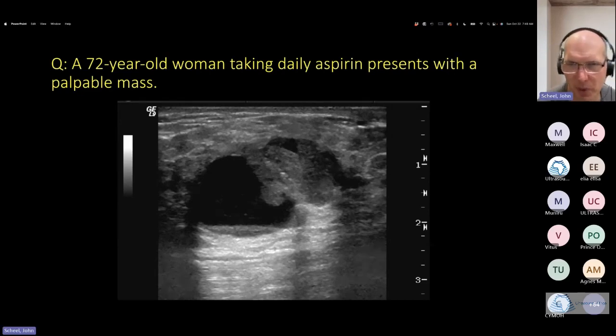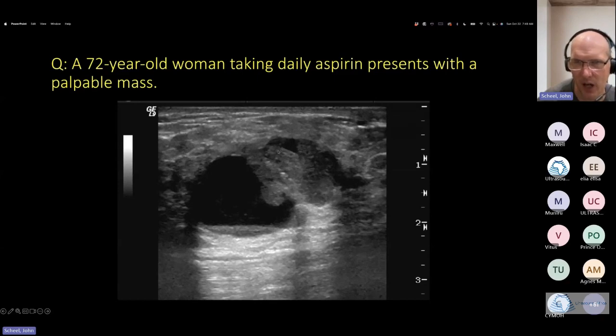So the next most appropriate step would be to biopsy this, or you could choose to follow it. Now, there are a couple of things to consider when you make that decision. The first is she's on aspirin and she's more likely to bleed or have a bruise. So if there's a history of trauma, you might choose to follow this in a few weeks.